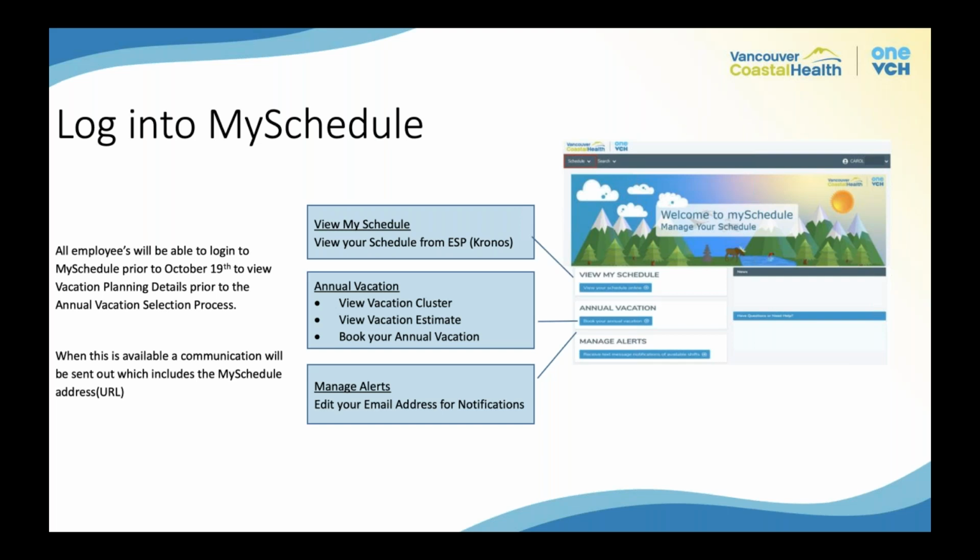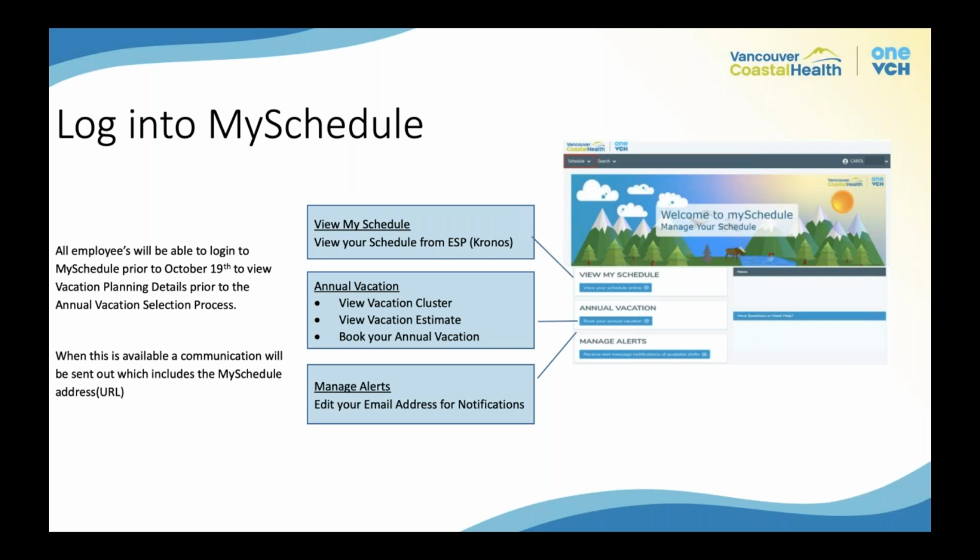The MySchedule page, as I mentioned, is available from home. You log in using your VCH login and password, just as you would do to view your online pay stub. The Manage Alerts button is at the bottom left, and that's where you can go in and change your email address as I suggested. You can only have 1 email address to receive notifications from MySchedule, so you can opt to leave it as your VCH email address, or you can go in and change it to your personal email address.